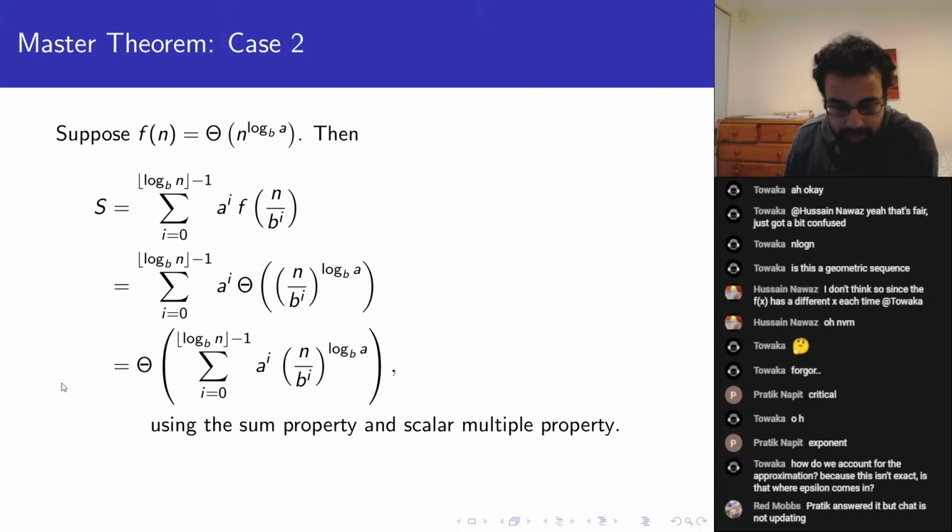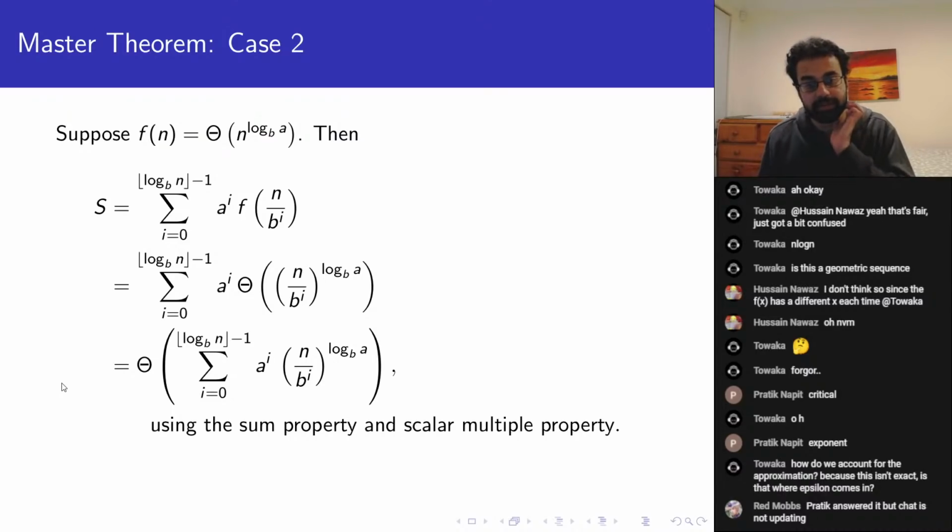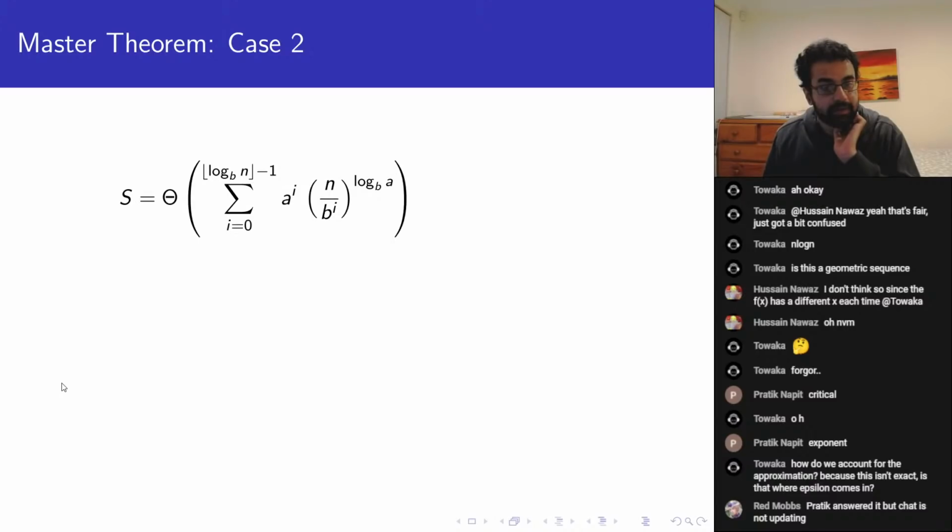Because big thetas respect sums and scalar multiples, I can basically shove everything inside the big theta. I have a sum where every term is a power of a times a big theta expression. I can move those a's inside, and I can move the sum inside the big theta as well. Yeah. So this is just using the basic properties of big theta, the sum property and the scalar multiple property.